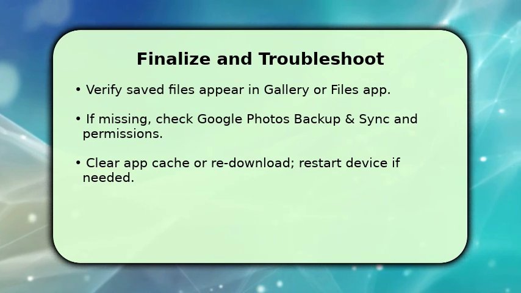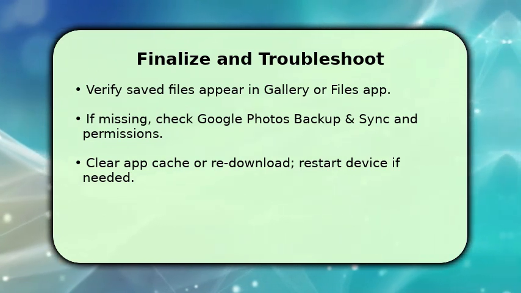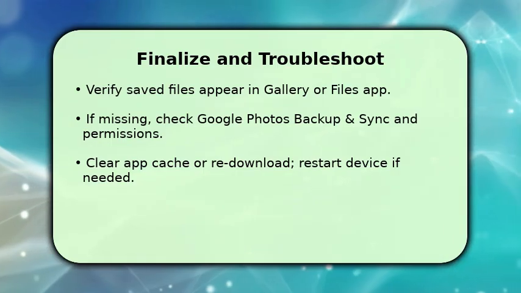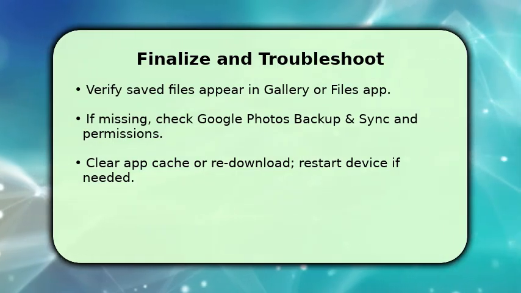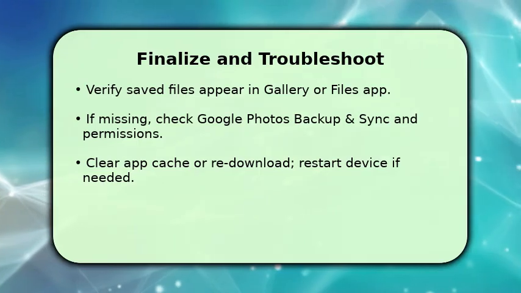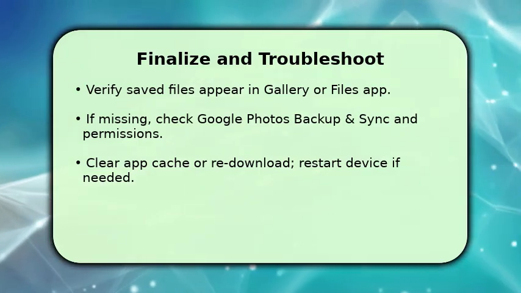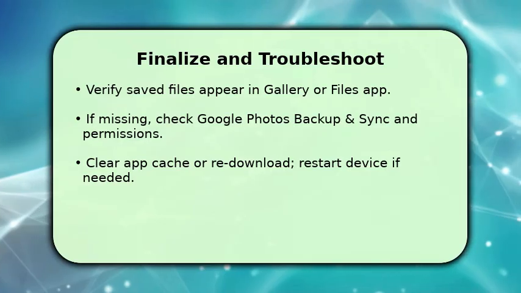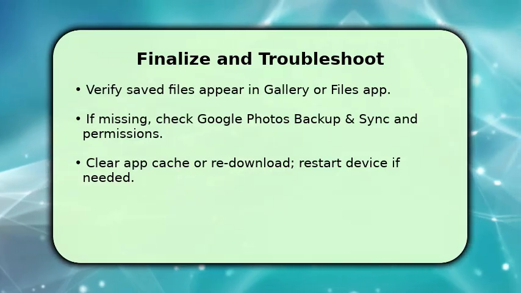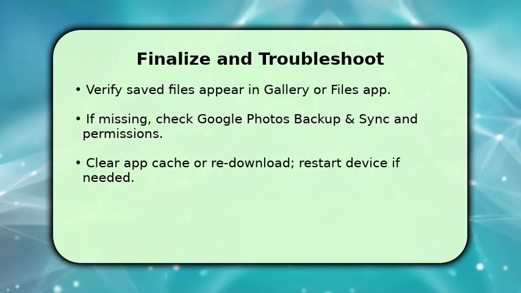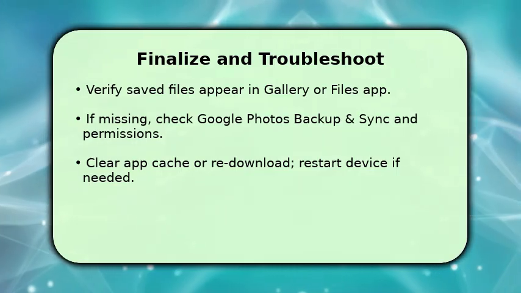If a saved photo doesn't show, make sure Google Photos has storage permissions and backup and sync settings aren't interfering, because Android and iOS handle cloud copies differently. If problems persist, clear the app cache, re-download, or restart your phone. These quick steps resolve most hiccups. And if you continue to see duplicates, tidy up via your gallery app.